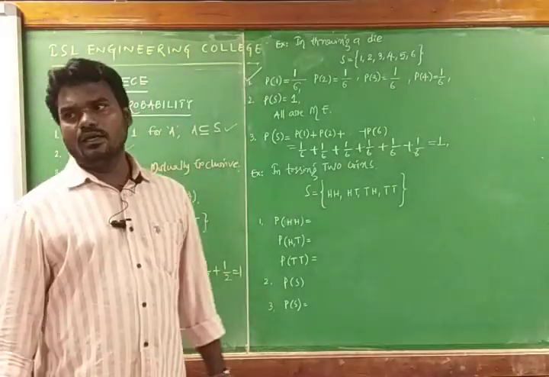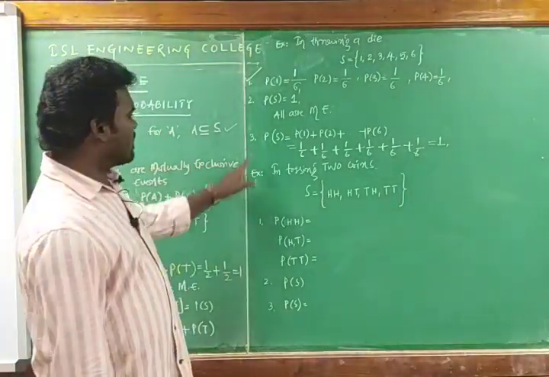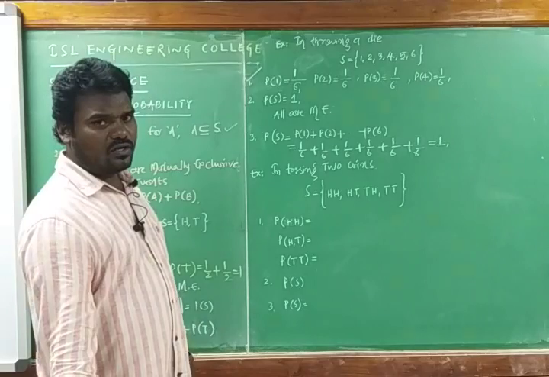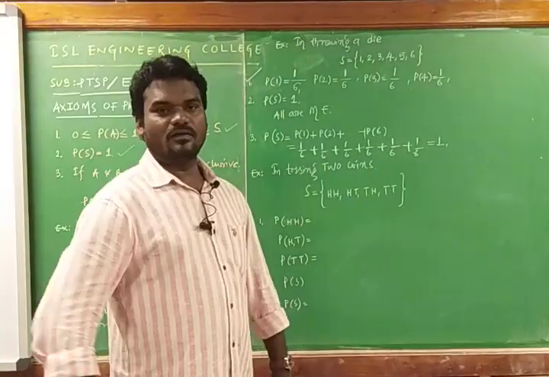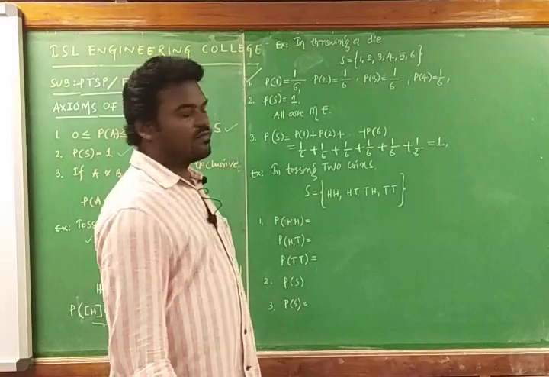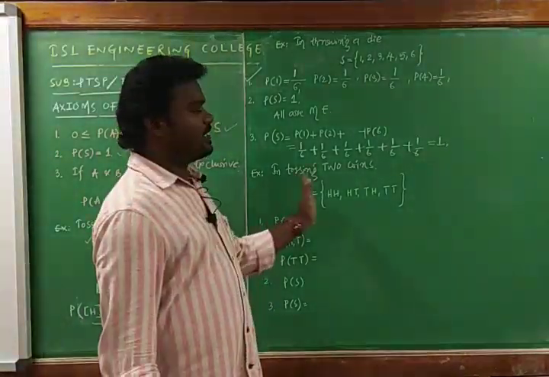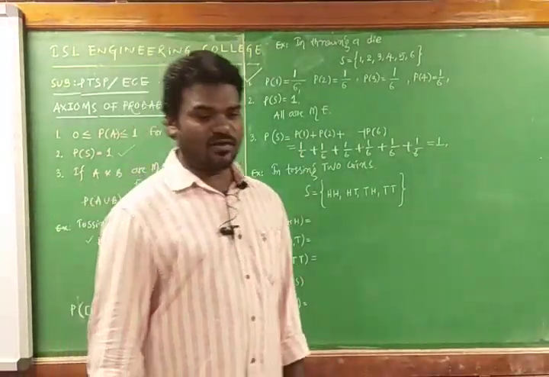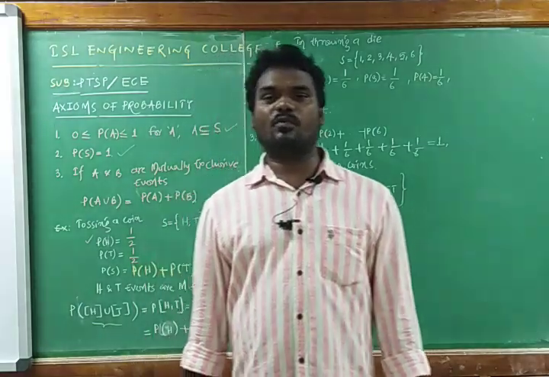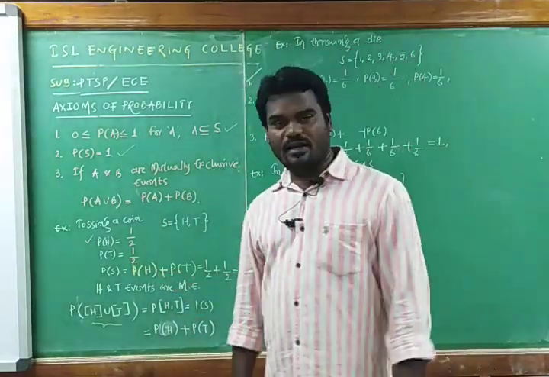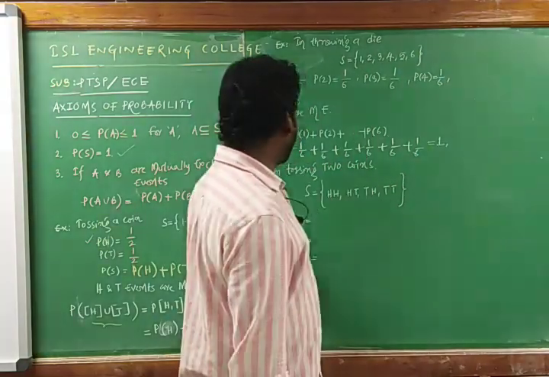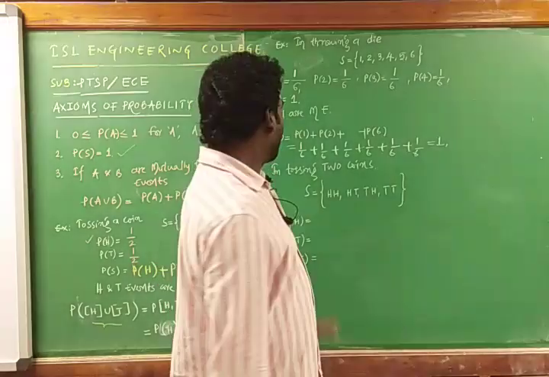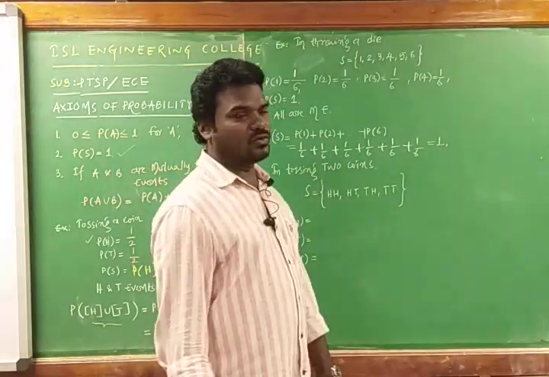And coming to the third example, we are going to verify all 3 axioms of probability in this example also. Here we are going to see one more example: tossing two coins at a time, whereas in the first example we verified all the axioms of probability by tossing only one coin. Here we are going to verify the axioms of probability by tossing two coins.